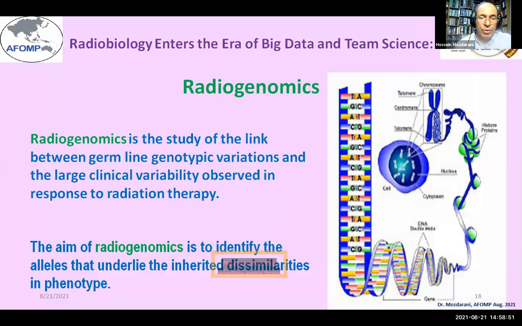All the above mentioned phenomena were the achievement of radiobiology at cellular level. However, with the advent of modern high throughput technologies used in molecular biology and genetics, radiobiology entered the era of big data, radiogenomics. Radiogenomics is the study of the link between germline genotypic variations and the large clinical variability observed in response to radiation therapy. The aim of radiogenomics is to identify the alleles that underlie the inherited dissimilarities in phenotypes of patients.